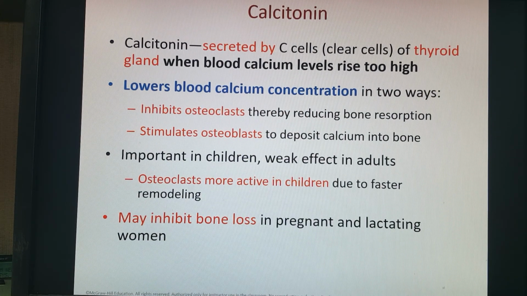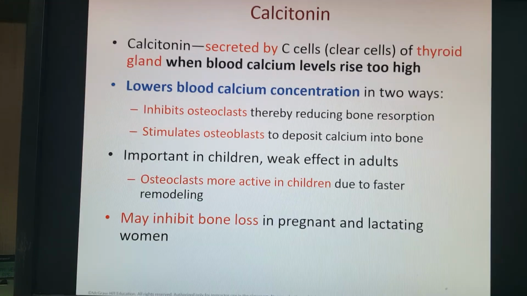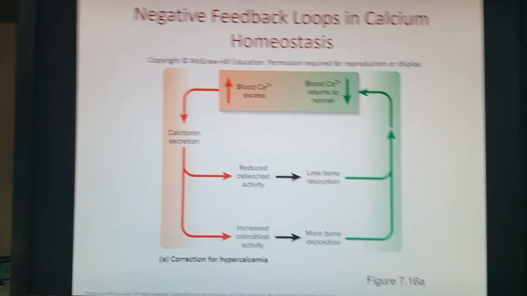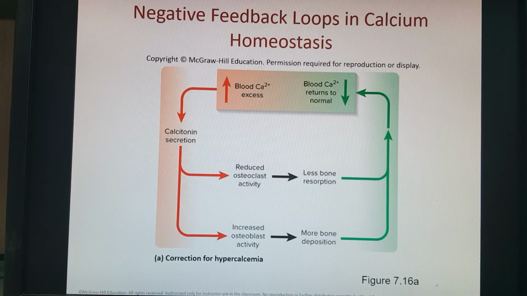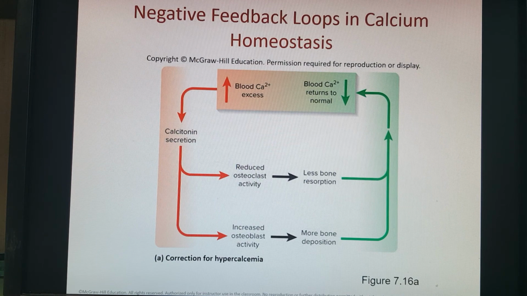That mineralization is going to take calcium from the blood and stick it to your bones. It may also inhibit bone loss in people who are pregnant, since they're building a kid. That kid needs a whole skeleton, so it keeps your body from stealing it if you're not getting enough. And in women who are lactating, because some of that calcium is going to come out in the milk. I'm going to skip this slide just for the sake of the length of this video. That's just showing you the feedback loop on that hormone.